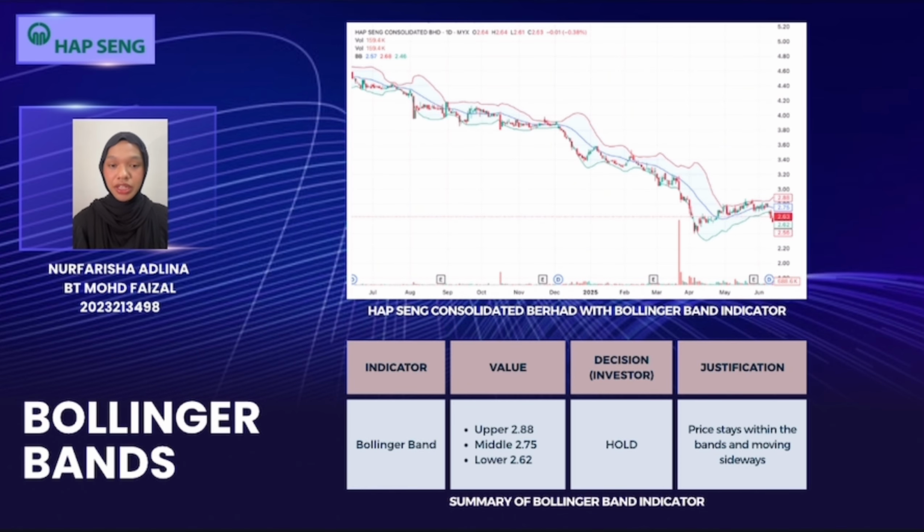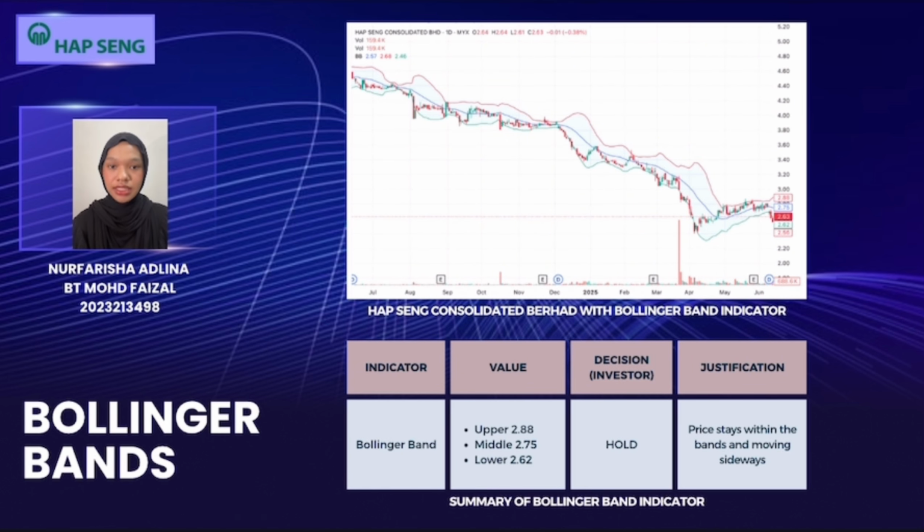Next, for the Bollinger Band indicator, as of 13 June 2025, the value of the upper line is 2.88, the middle line is 2.75, and the lower line is 2.62, showing the price stays within the band and moving sideways, suggesting the decision is to hold. The price is moving sideways and indicates low volatility and no breakout confirmation.